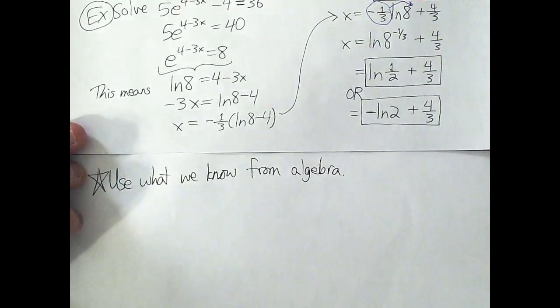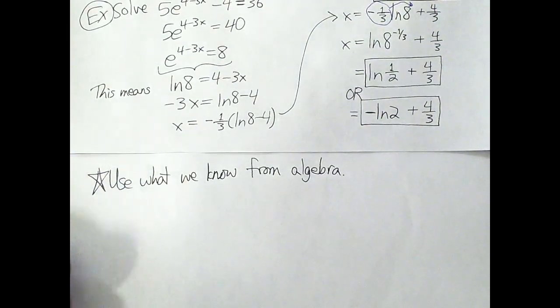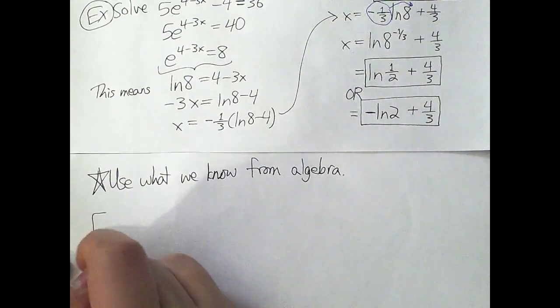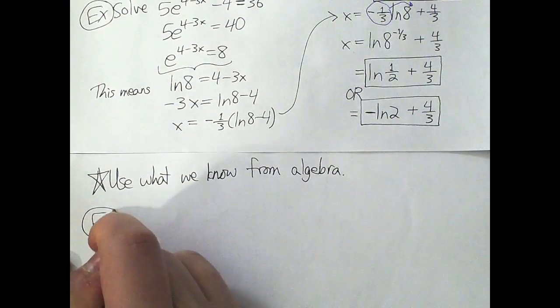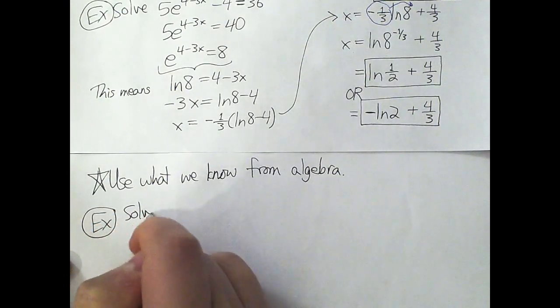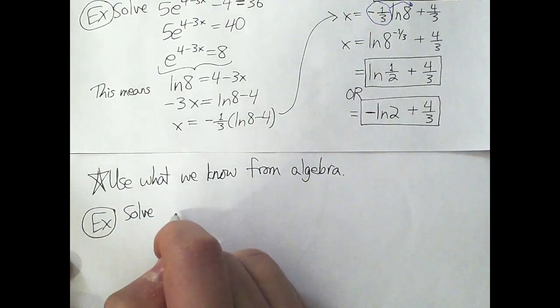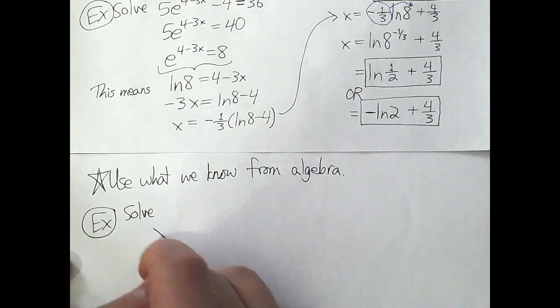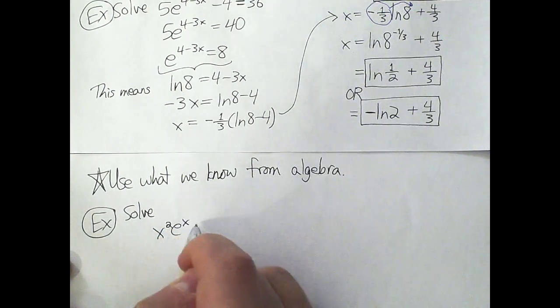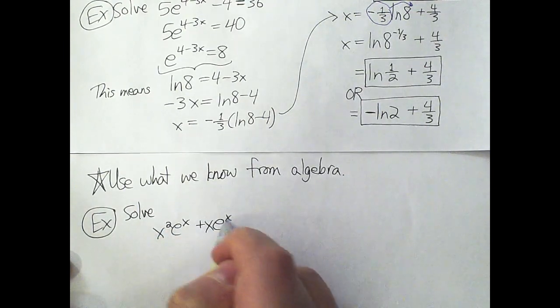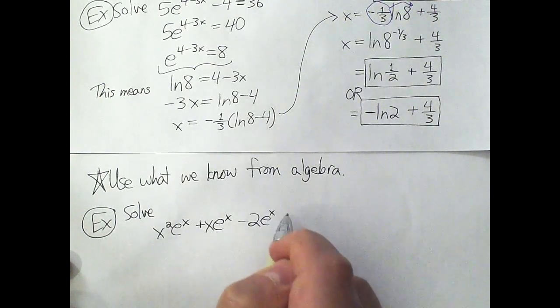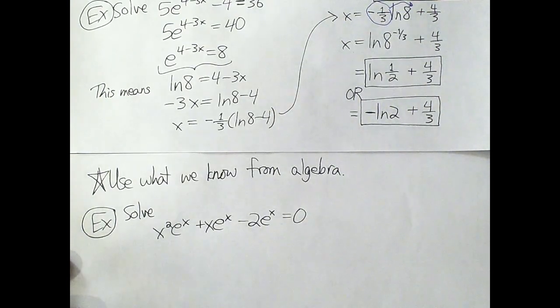I feel like when I say in classes that we need to use what we know from algebra, I think that usually means factoring. Factoring is one of the important skills from algebra. So let me show you a different kind of exponential equation that we want to solve. This is going to be x squared e to the x plus x e to the x minus 2e to the x equals 0.